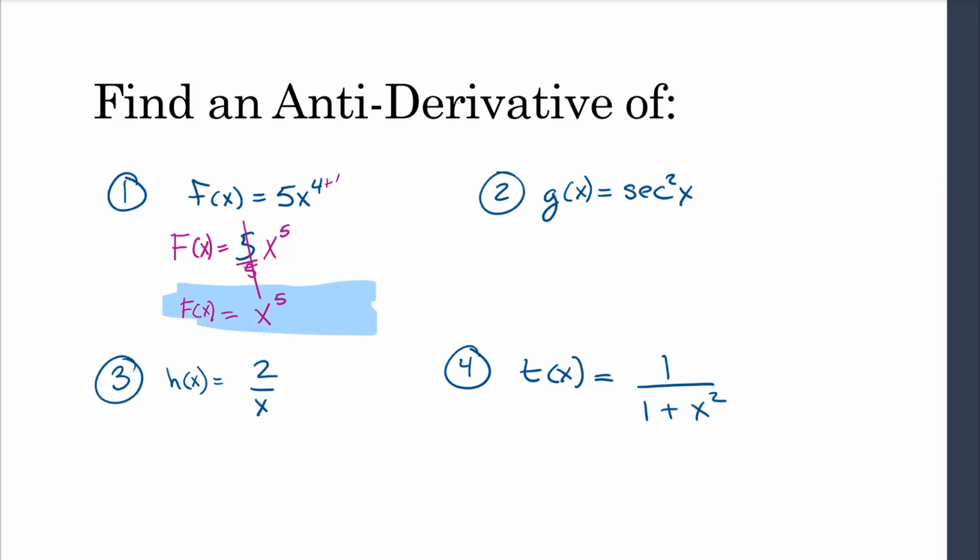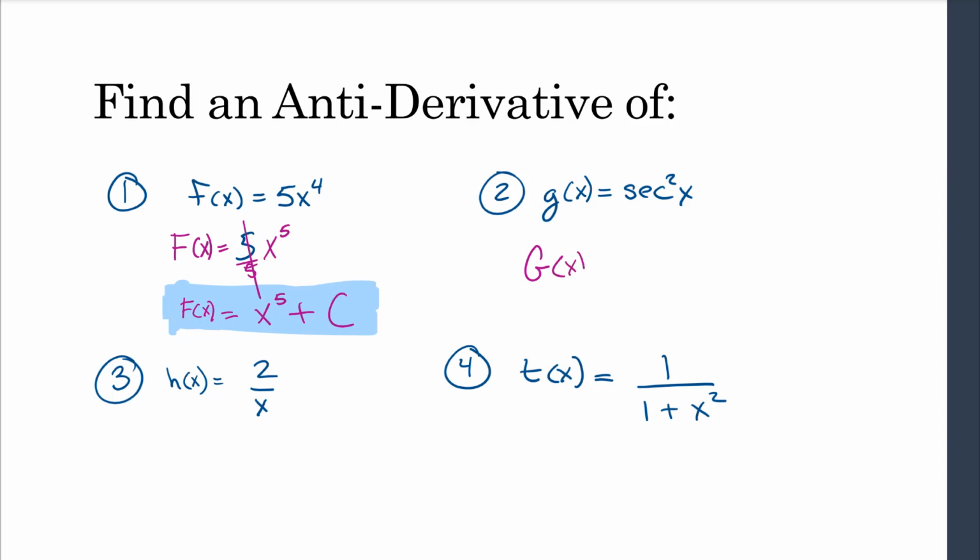Oh shoot, I think I forgot something. I better put a plus c in there. There could be a constant. Alright, so what is the derivative of x to the 5th plus any number? It's 5x to the 4th. You get to check your answers through antiderivatives. That's dope. You haven't really been able to do that since algebra. Let's go to our next.